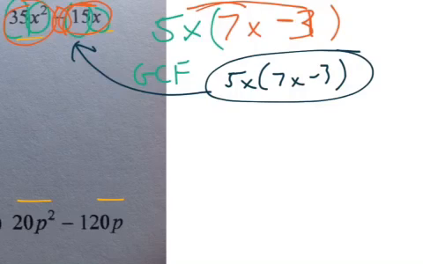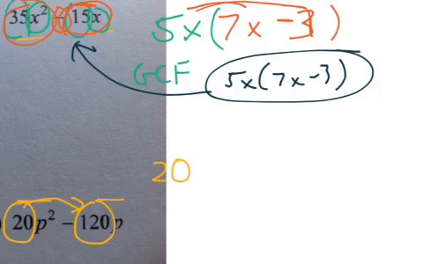And finally, one more, guys. Now this one actually may be a little bit trickier just because of the number. See the 20 and 120? Some of you may be thinking 10 or 2 or 5, right? But can't 20 divide into 120? Yes, it can. So my GCF, guys, is going to be 20p, not a 10p or a 5p or anything smaller. 20 is my greatest common factor, okay?